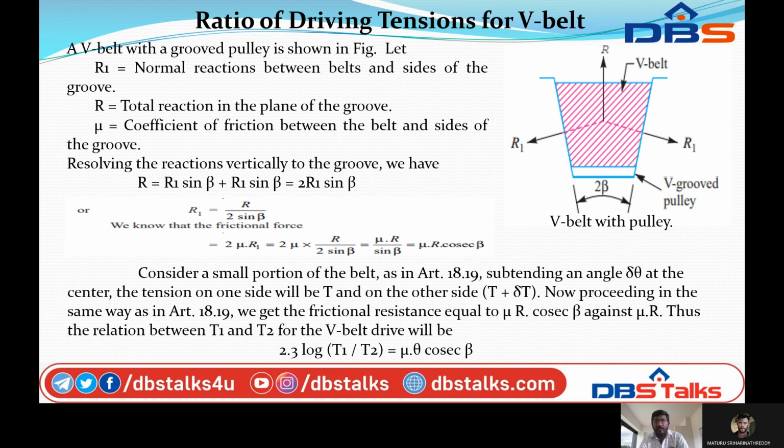Next, ratio of driving tension for V belt. Consider a V belt with a grooved pulley as shown in the figure. Let R1 be the normal reaction between belt and the sides of the groove, and R the total reaction in the plane of the groove, and mu the coefficient of friction between the belt and the sides of the groove.